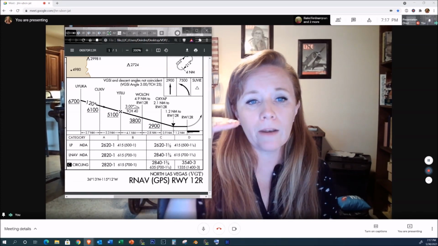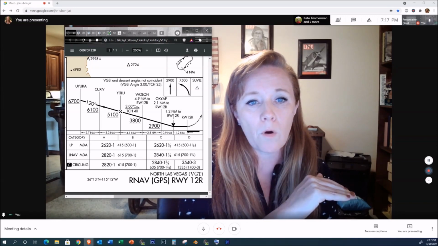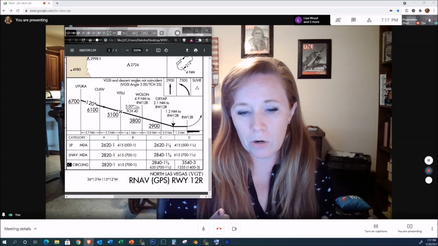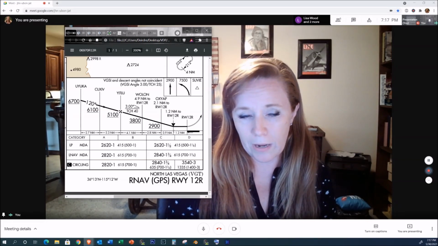That's why they recommend trying to make that one gentle glide slope all the way down, so that you're not going down and then leveling off and then going down with a bunch of power changes, but there's nothing against it to do that either.